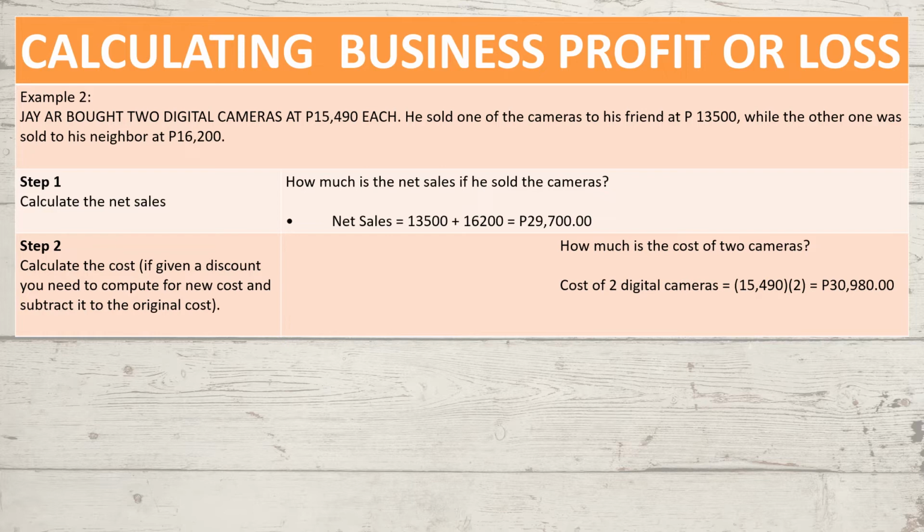Next is calculate the cost. If given a discount, you need to compute for new cost and subtract the original cost. So we will answer the question, how much is the cost of two cameras? So the cost of two cameras is 15,490 multiplied by 2 units. So the total cost of two digital cameras is 30,980. Okay, so that is the total cost. We don't have discounts for this.